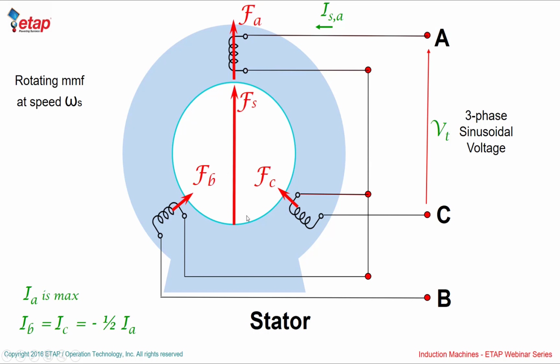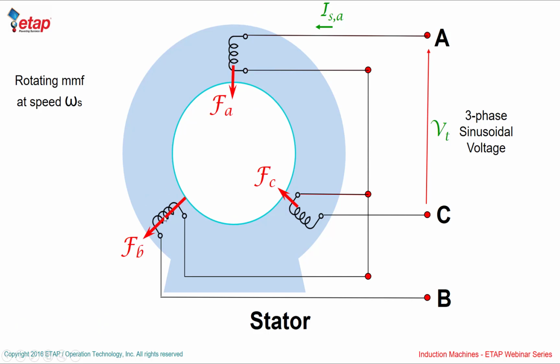And the total MMF would be a force in a vertical direction, in phase with F sub A. When we go to phase B, when phase B is maximum, the A and C currents are negative and equal to half as much as phase B, and therefore the MMF would be in the direction of the phase B MMF. And you can see now that the total MMF of the system rotates from phase A to phase B and so on. It would rotate to phase A, B, C.